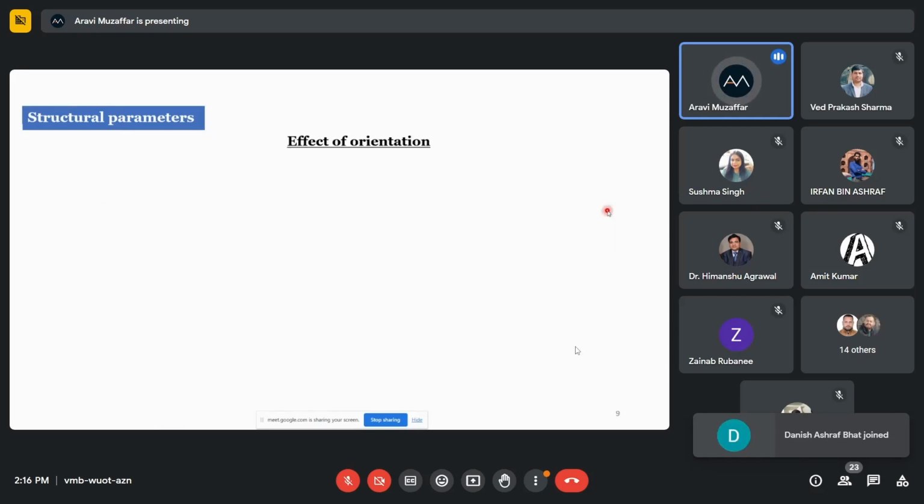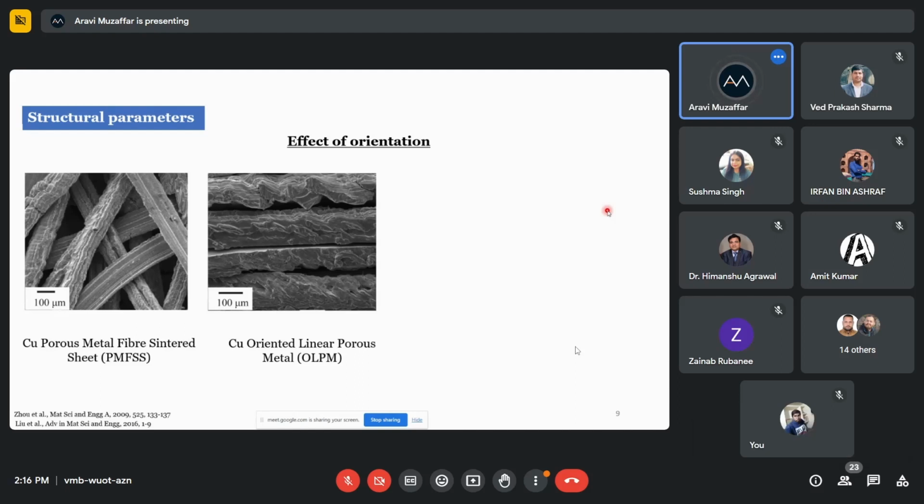One of the most important parameters that affects the properties, as I already told you, is the orientation. As you can see in these two figures, these are the copper porous metal fiber sintered sheet, meaning that the copper fibers have been compacted and sintered to form the porous metallic fibrous network. And here the copper fibers are randomly arranged in any manner. They're just placed inside the mold, compacted and sintered to form this sintered sheet. If you compare it with this case, both obviously done by the same group of researchers, they have used the same copper fibers, but here they have arranged the copper fibers parallel to each other, meaning they are not randomly arranged. They are following a certain ordered arrangement.